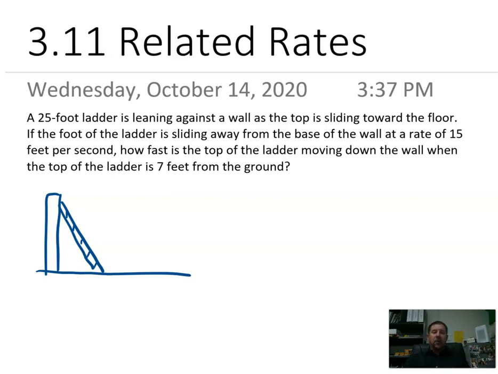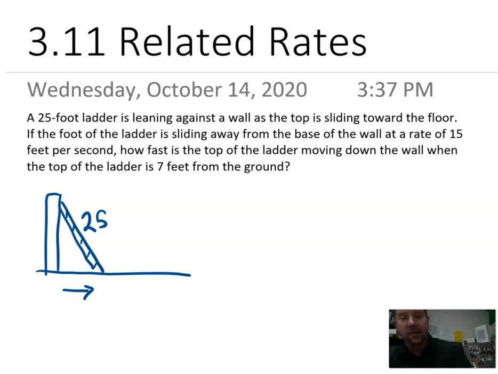Okay? So in this problem, we have a 25-foot ladder leaning against the wall. My ladder's 25 feet. Is that changing? No. This ladder is always going to be 25 feet. So because it's not changing, I can put that value on my picture. Okay? It is sliding away from the base of the wall. I'll come back and talk about what that rate represents in a second.